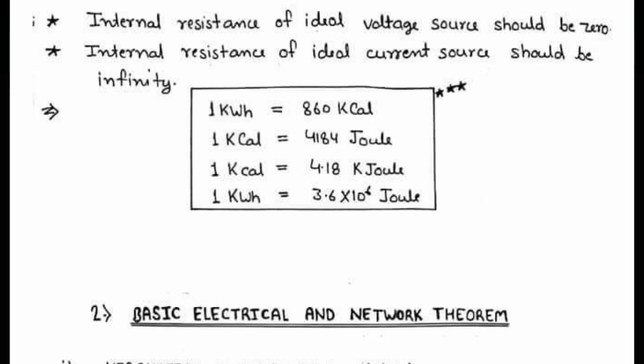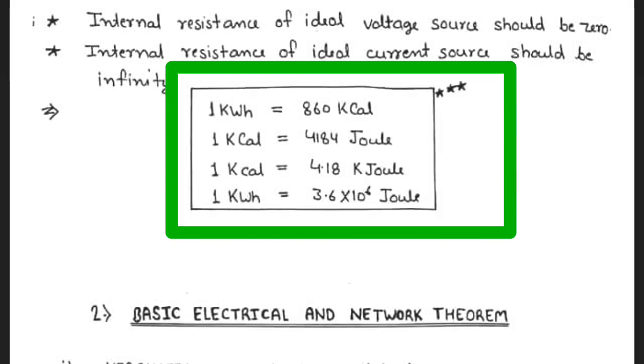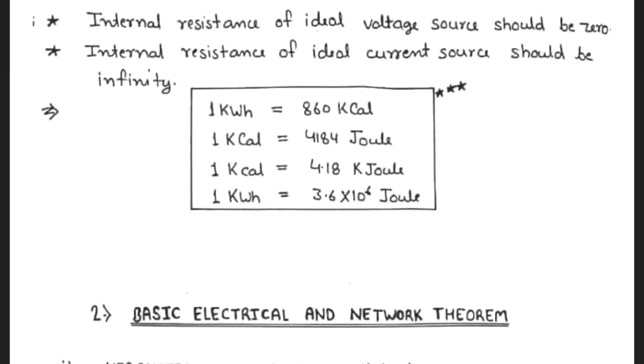It is very important. 1 kWh is equal to how many calories? As heat energy, 1 kWh is equal to 860 kilocalories. 1 kilocalorie is equal to 4184 joules, or 4.18 kilojoules. 1 kWh is equal to how many joules? 3.6 times 10 power 6.